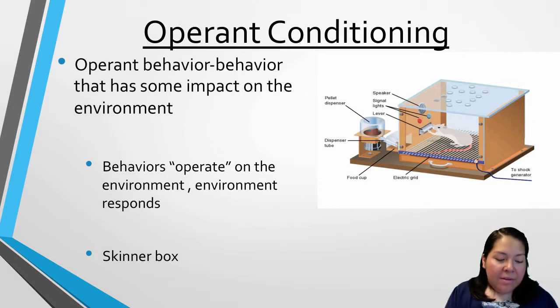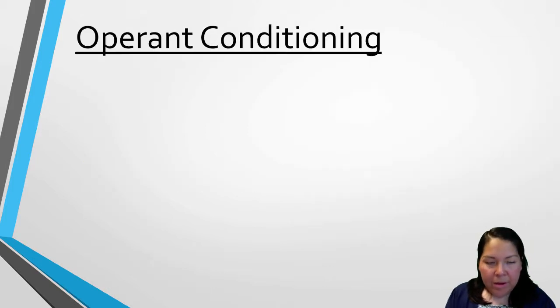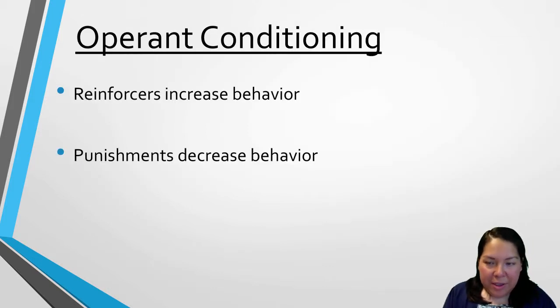Skinner also developed a variant of Thorndike's puzzle box and called it the operant chamber, which we see on this slide. This is also known as a Skinner box. He used the Skinner box or operant chamber to study learning focused on reinforcement and punishment. And what does that actually mean?